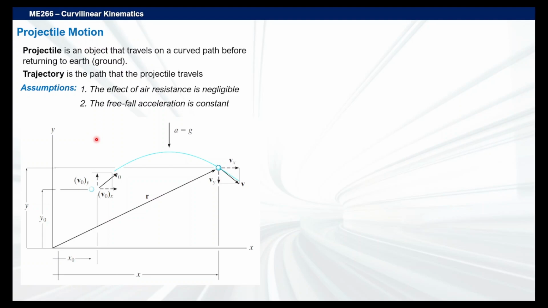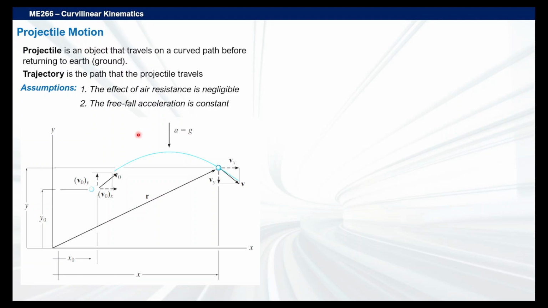So in solving projectile motion, we ignore yung effect ng air resistance. And then, of course, yung acceleration that we're going to consider here is constant, being the acceleration due to gravity, which is a equals g. So specifically, negative g. Okay?